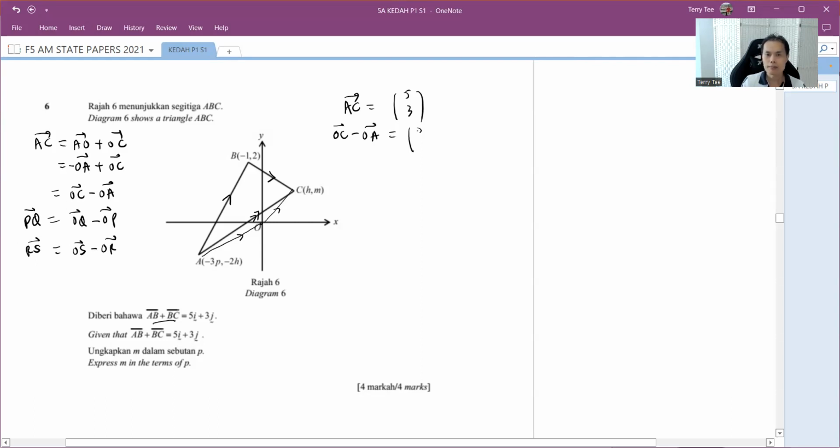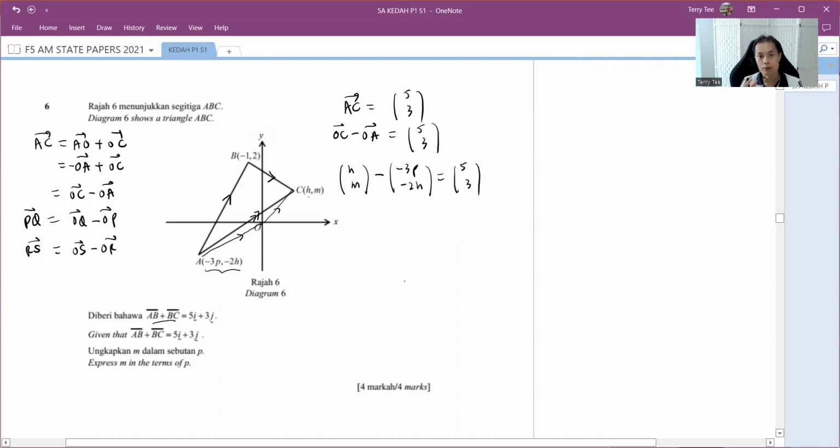Now, in position vectors, OC is just another way of expressing the coordinate of C. If your coordinate is (h, m), then your position vector OC is (h, m). We write it in what we call a column vector or translation vector. Now, what is OA? Well, my OA is this minus (3p, 2h), and the result is (5, 3).